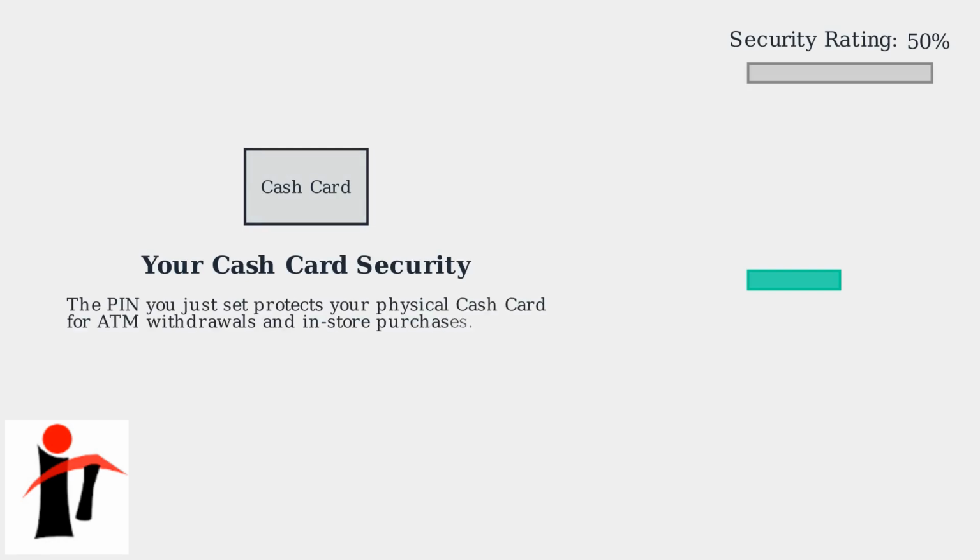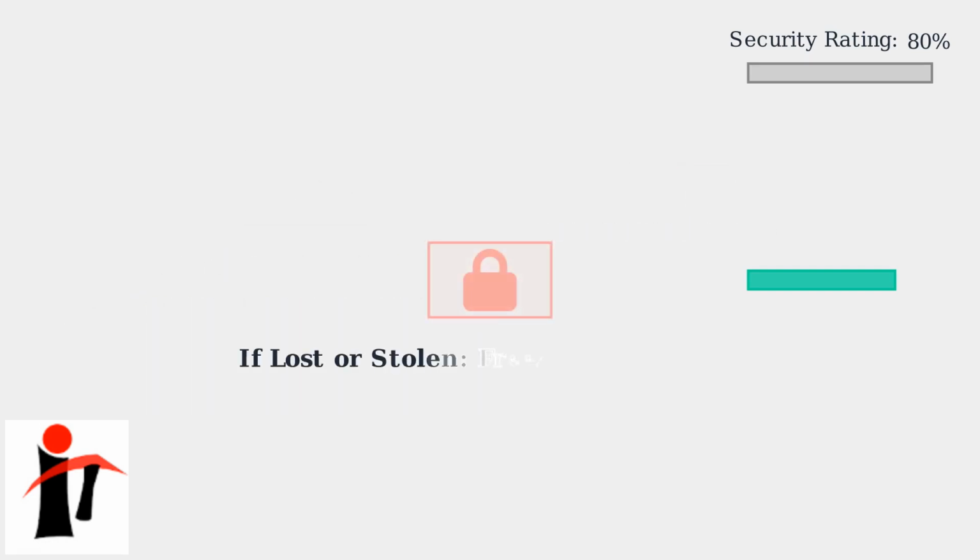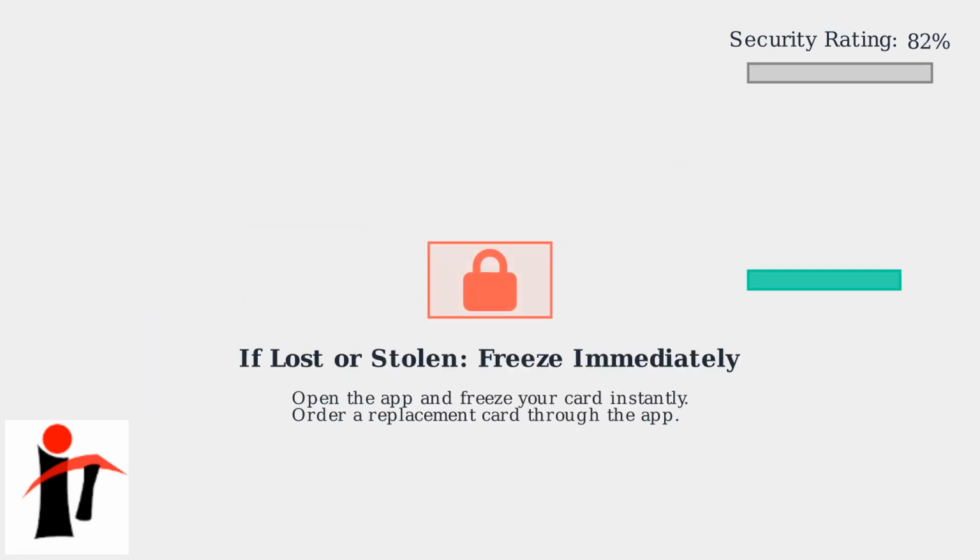The new PIN you set also protects your physical Cash Card for ATM withdrawals and purchases. The card uses this PIN for secure transactions at ATMs and in stores, while the PIN itself isn't stored on the card to prevent cloning. If your Cash Card is lost or stolen, immediately freeze it through the Cash App. This locks the card instantly and prevents unauthorized use. You can then order a replacement card directly from the app.